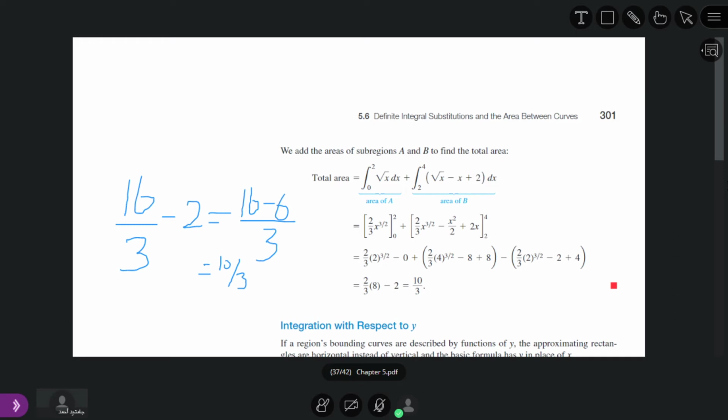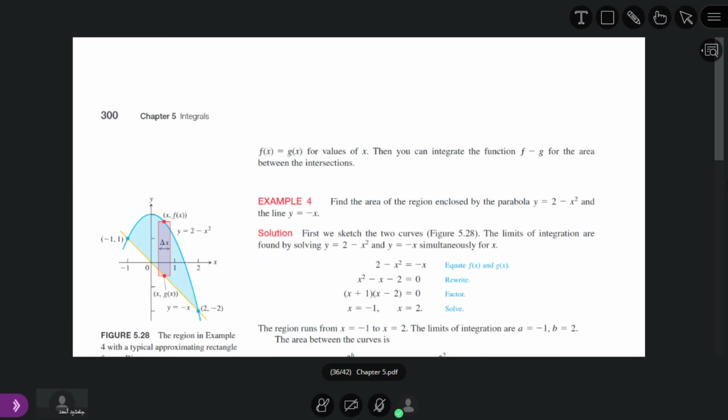Here you can see we have the following example. Find the area of the region in the previous example, with respect to y. Now what is given in the previous? We have y is equal to x minus 2, and y is equal to square root x. Now we find the value of x.